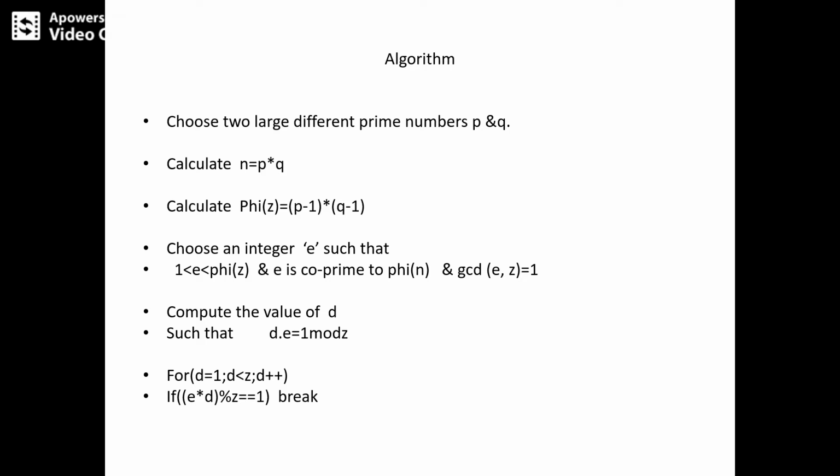If this condition is true, that is, when e times d, with d incrementing, mod z, the phi of z value, equals 1, we break the for loop. In the computer for loop we need to break it. Then we consider that value to be the secret key or private key, which is always private and not available to anyone.